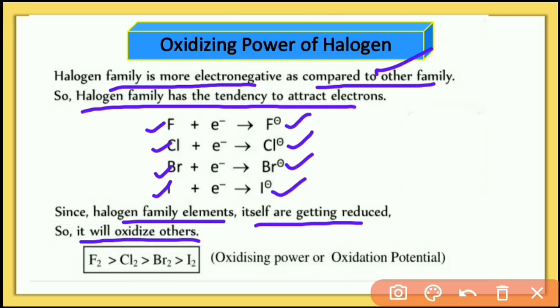We know that an oxidizing agent itself gets reduced and oxidizes others by gaining electrons. So the order of oxidizing power in halogens: the fluorine molecule has higher oxidizing power than the chlorine molecule, then the bromine molecule, and then iodine.